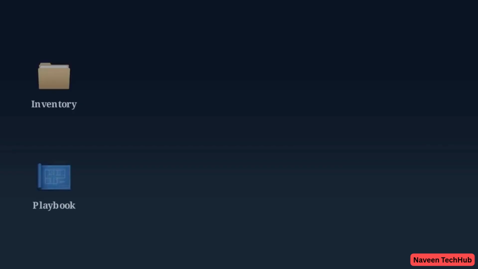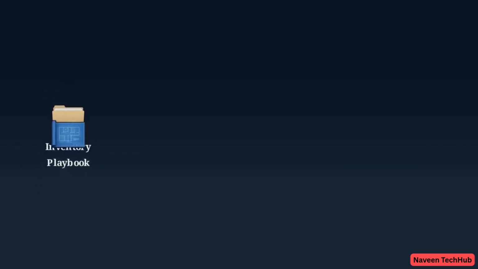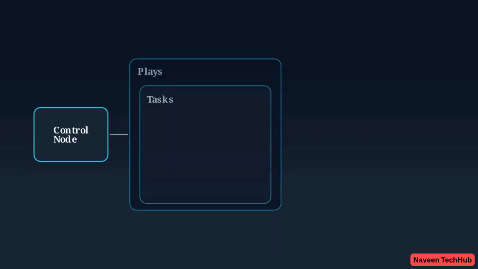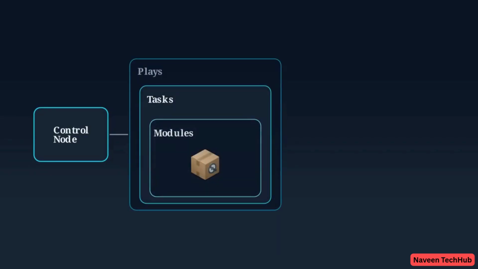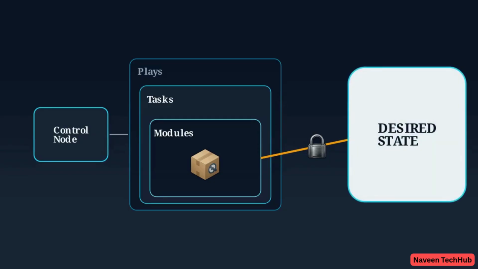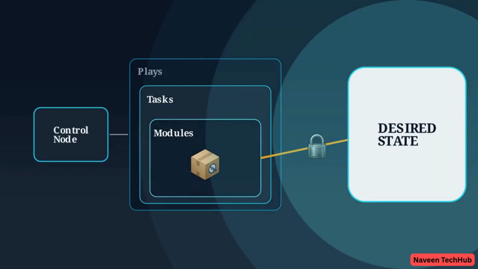When we step back, we can trace this entire lifecycle on this chart. We combine our inventory with our playbook. The play targets the hosts. The tasks call the modules, and Ansible pushes those modules through an encrypted, secure connection directly to our managed nodes. Navigating this pipeline effectively leads to the ultimate goal of infrastructure automation, achieving a stable, perfectly aligned desired state.